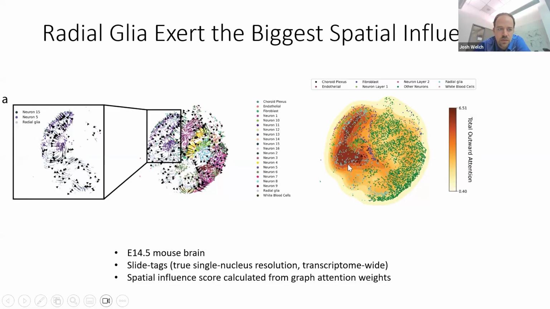This lines up nicely with where the radial glia cell type is. And this makes some sense because radial glia really play an important role in helping cortical neurons differentiate and migrate. The reason they're called radial glia is that they have these radial processes that neurons migrate along as they develop and migrate through the cortex.